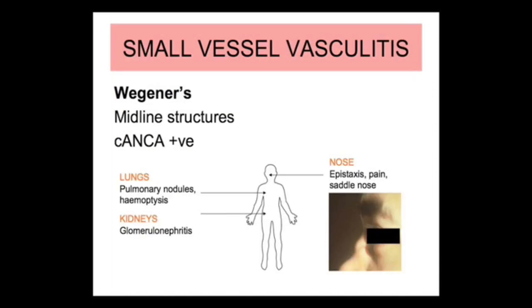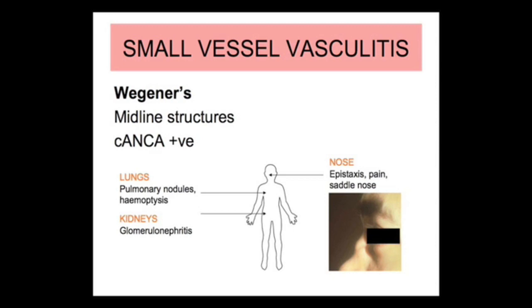So the first one is Wegener's granulomatosis, and this vasculitis generally affects the midline structures. So shown in the picture, starting from head to toe, the nose can be affected and the patient can present with nosebleeds, pain, and sometimes have this rare condition called saddle nose appearance. And in this, the cartilage within the nasal bridge will actually start to become destroyed, leading to this saddle nose appearance. If we move our way down in the lungs, the patient will actually start to form nodules within the lung and can also start to develop hemoptysis as well, and sometimes get fibrosis within the lungs.